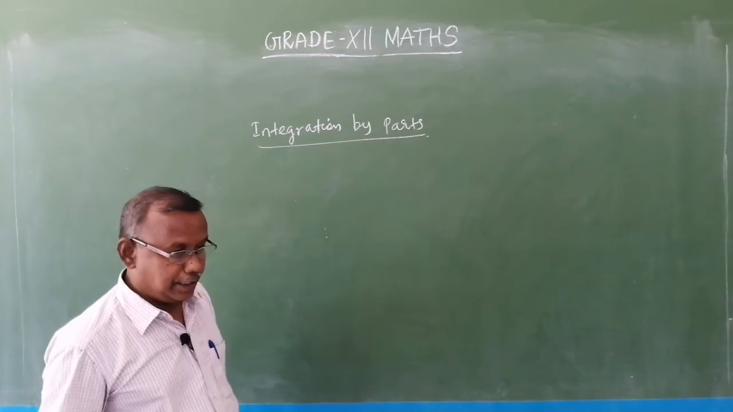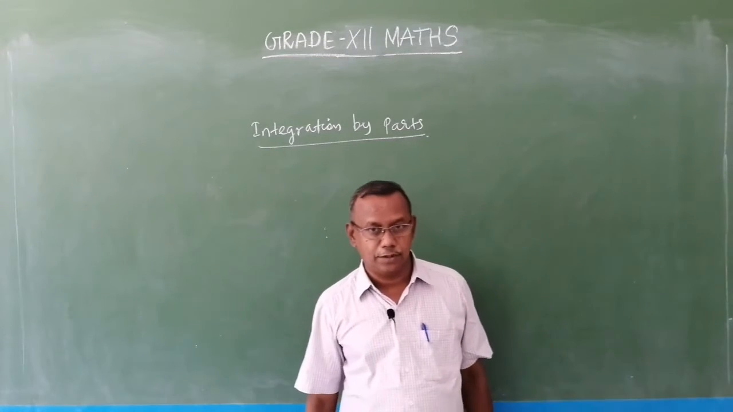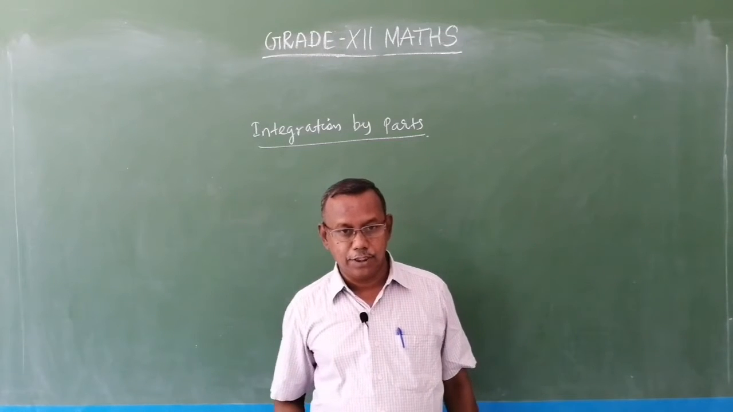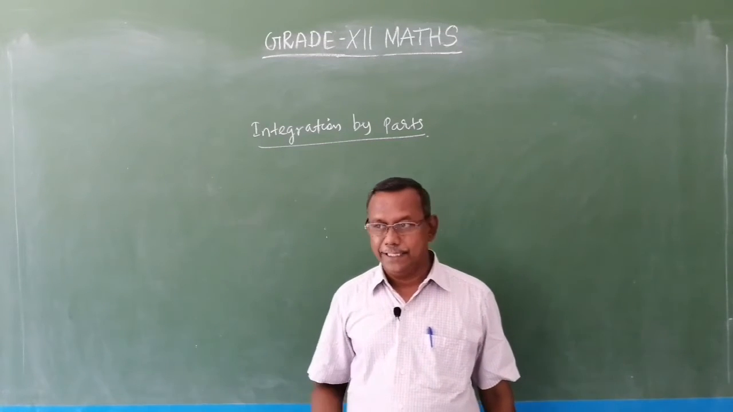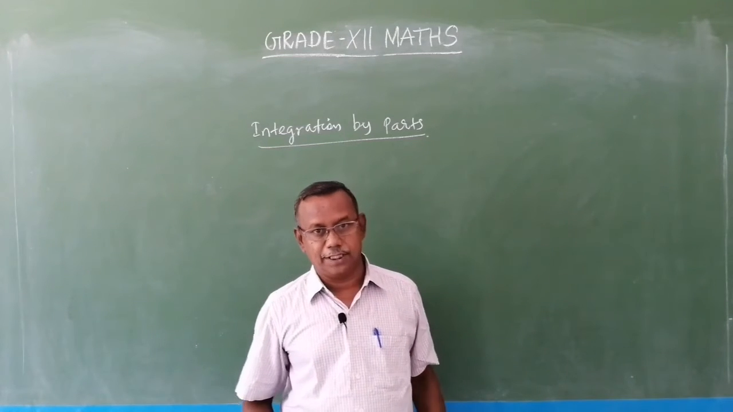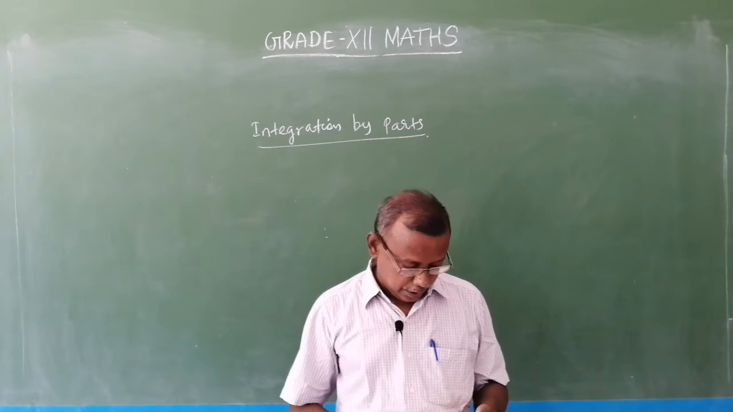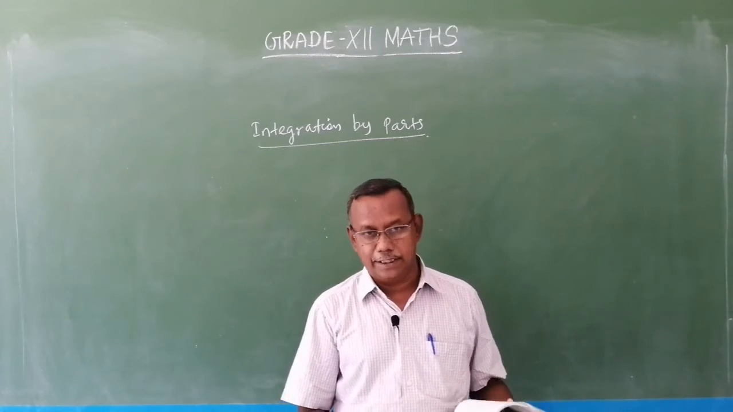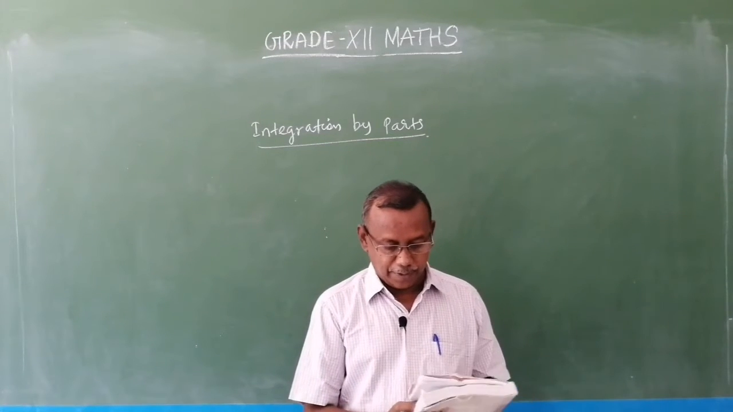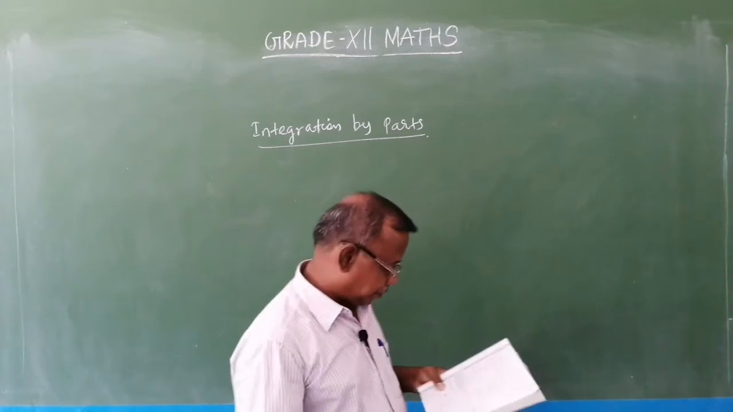That is, when we are given the product of two functions to be integrated, which cannot be solved by substitution, or cannot be decomposed into partial fractions, or cannot be decomposed into addition or subtraction, then in this case we can use partial integration, or integration by parts. Now, take your second volume mathematics book and go to page number 323, integration by parts.